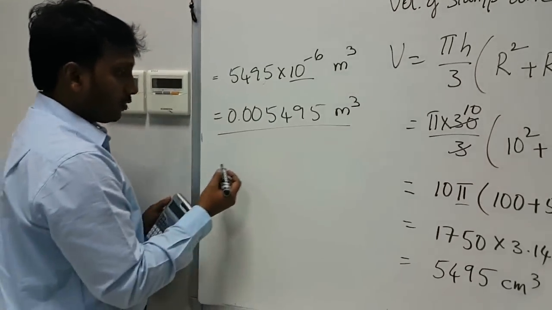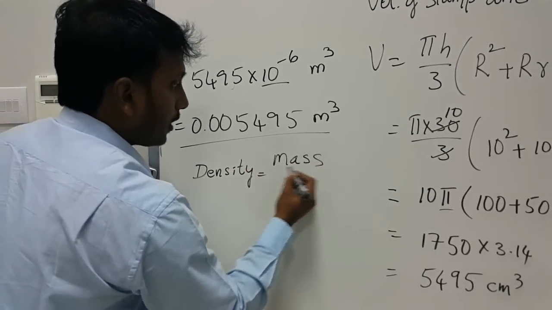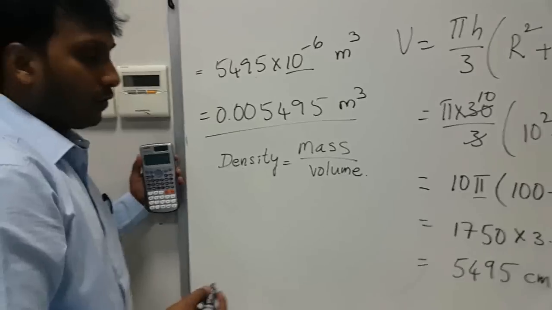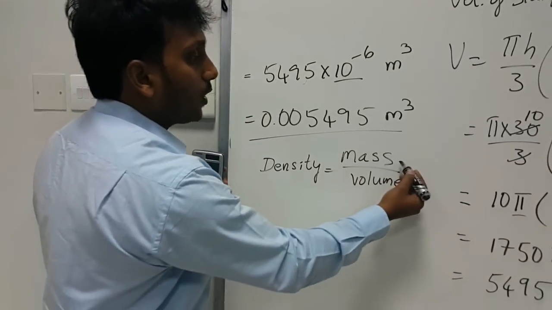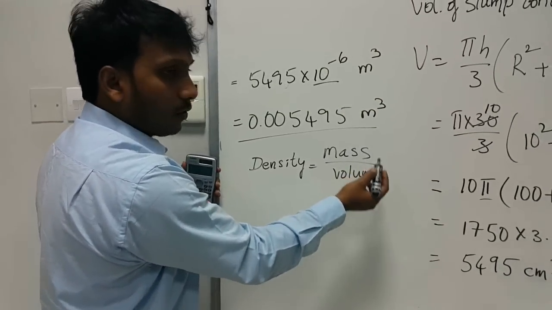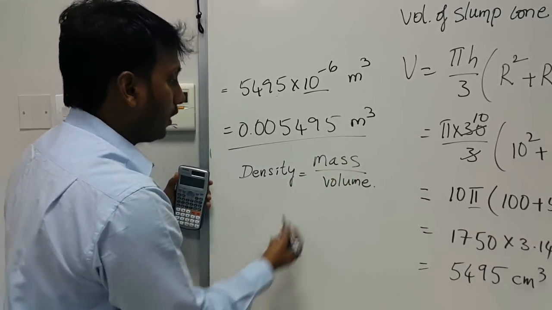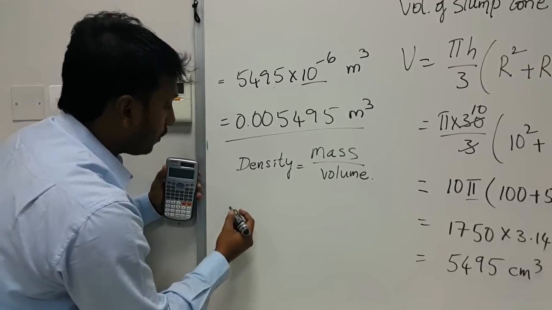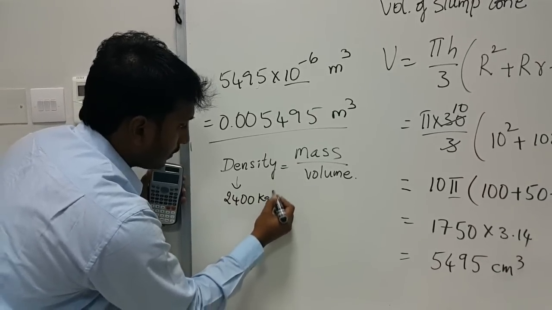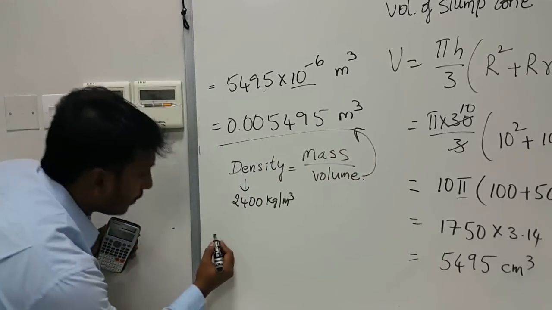So we have a formula: density is equal to mass by volume. We are going to use it to find out how much mass we require for this slump cone test. We are going to determine the mass of the concrete, how much weight of concrete we have to take. We know the density of concrete is 2400 kg per meter cube. You know the volume, so by this you can calculate the mass.